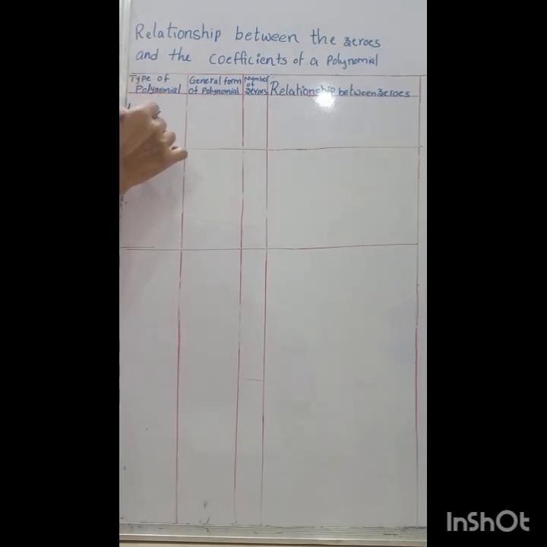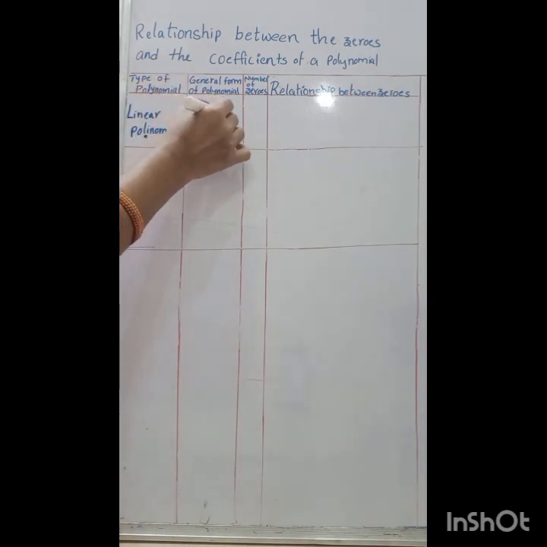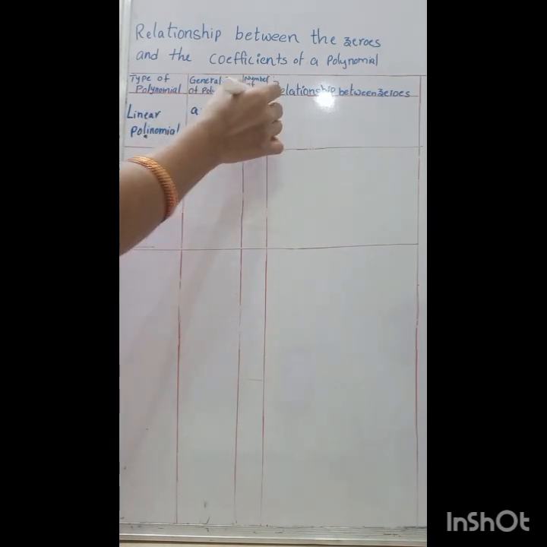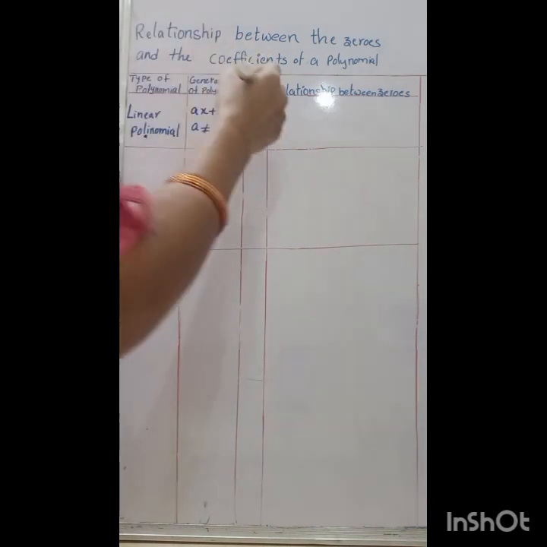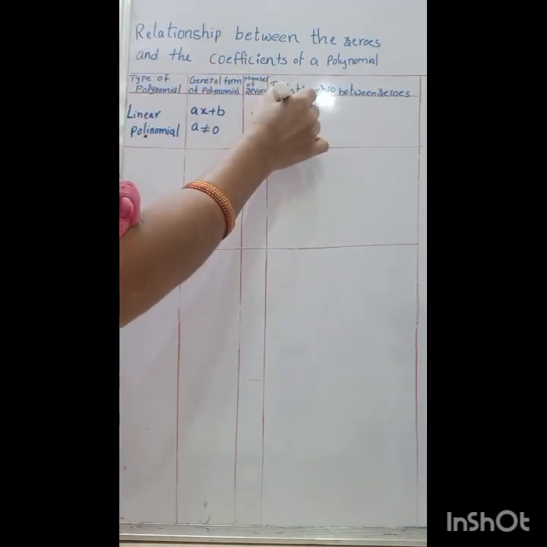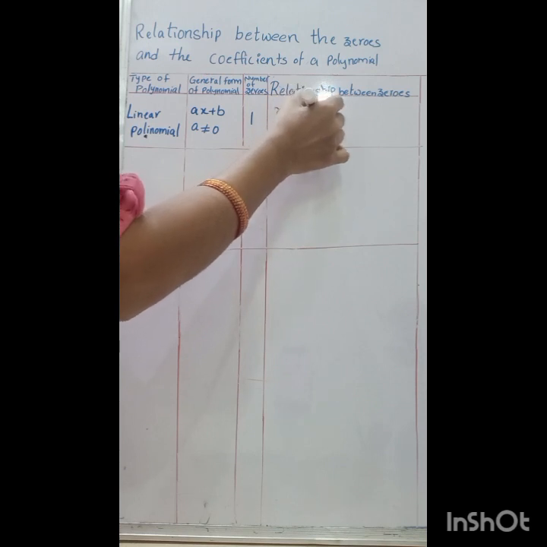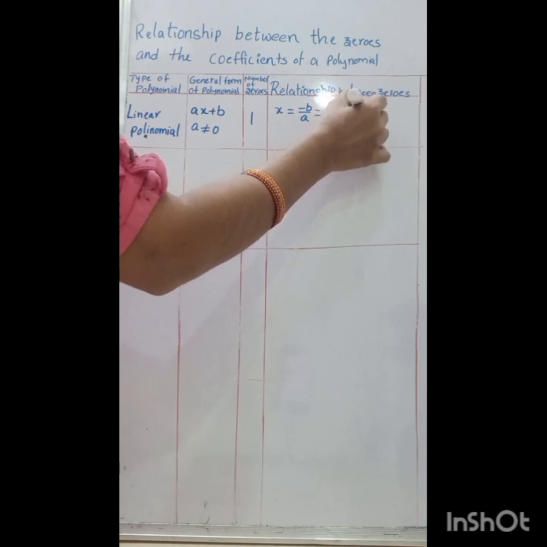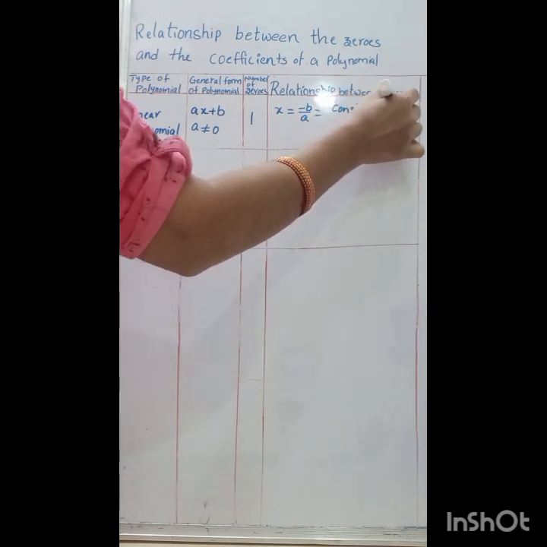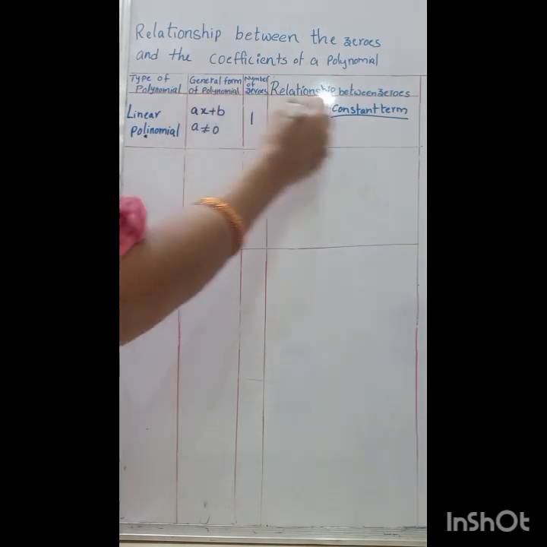Linear polynomial. If the degree of the polynomial is 1, it is said to be a linear polynomial. The linear polynomial general form is ax plus b, where a is not equal to 0. The number of zeros is 1, and the relationship between the zeros is x equal to minus b by a. So what is b here? This is the constant term. So minus constant term by coefficient of x.